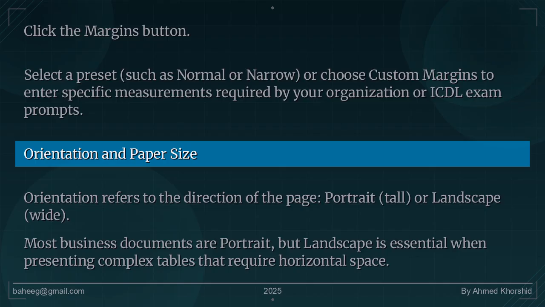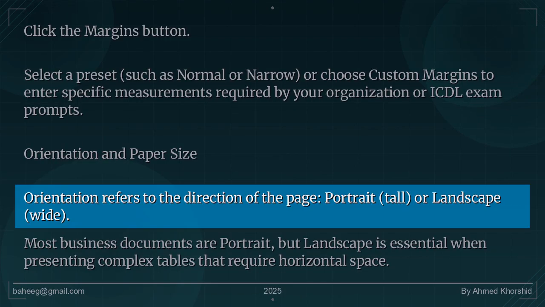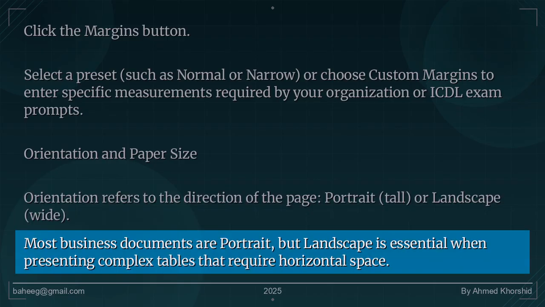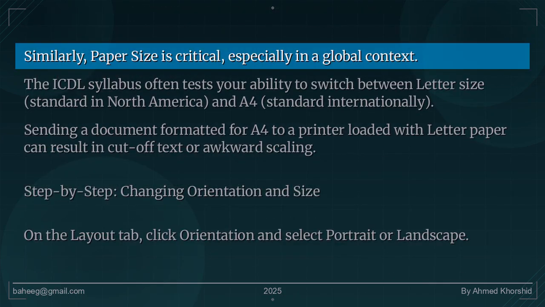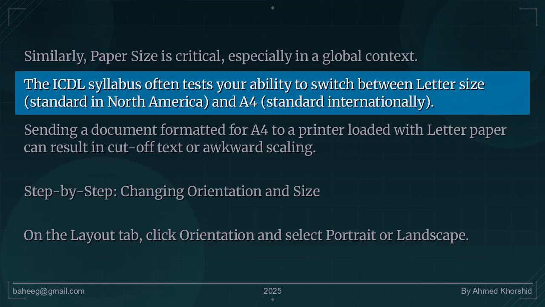Orientation and paper size. Orientation refers to the direction of the page, portrait, tall, or landscape, wide. Most business documents are portrait, but landscape is essential when presenting complex tables that require horizontal space. Similarly, paper size is critical, especially in a global context. The ICDL syllabus often tests your ability to switch between letter size, standard in North America, and A4, standard internationally.